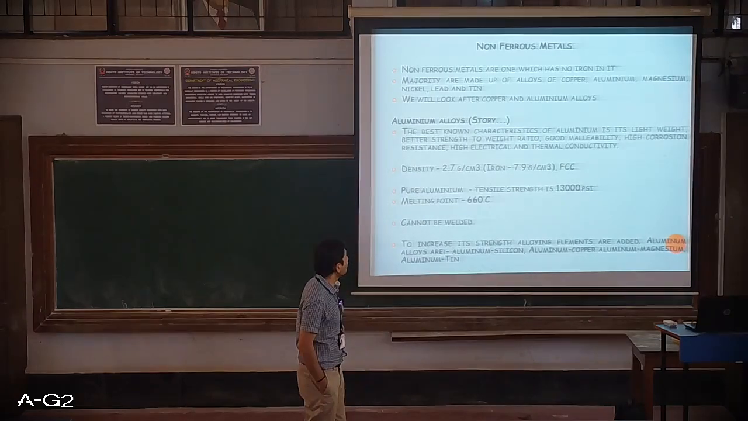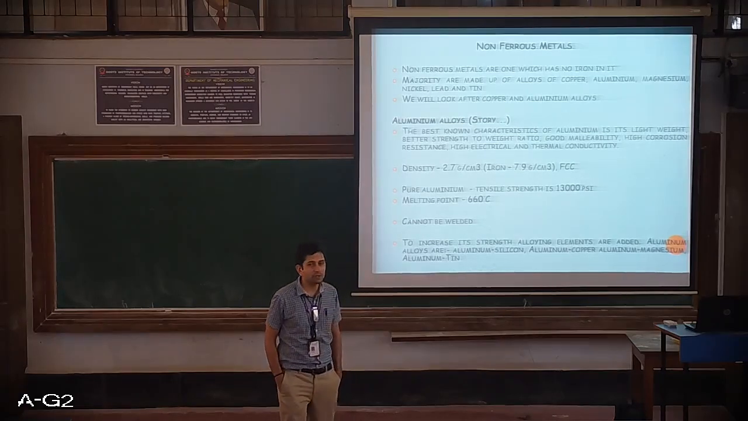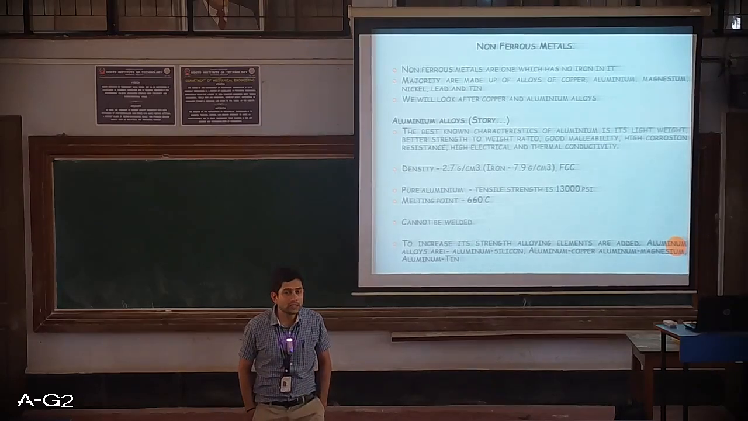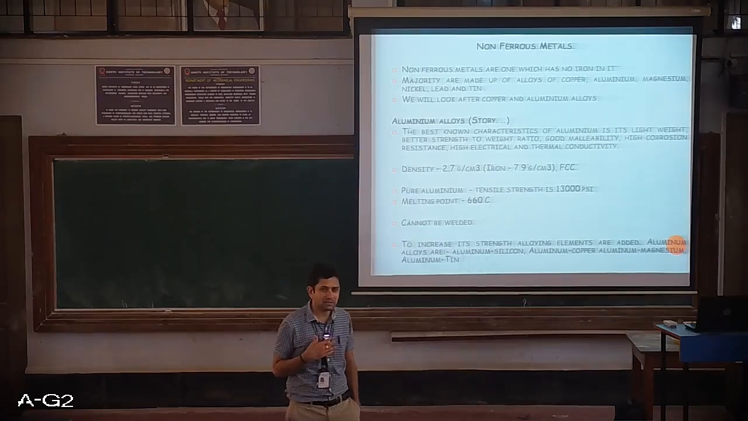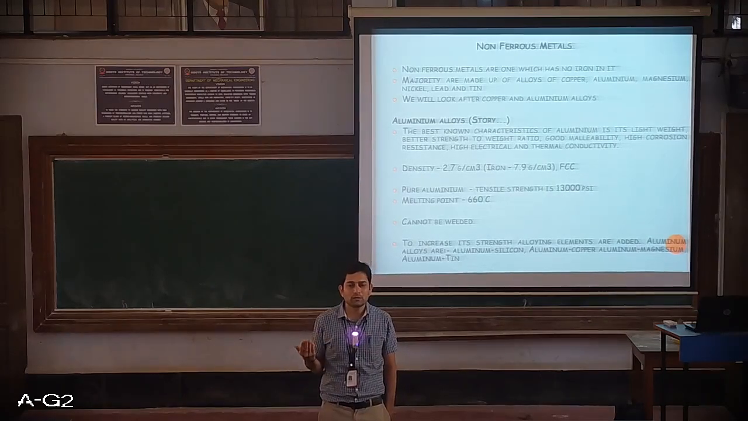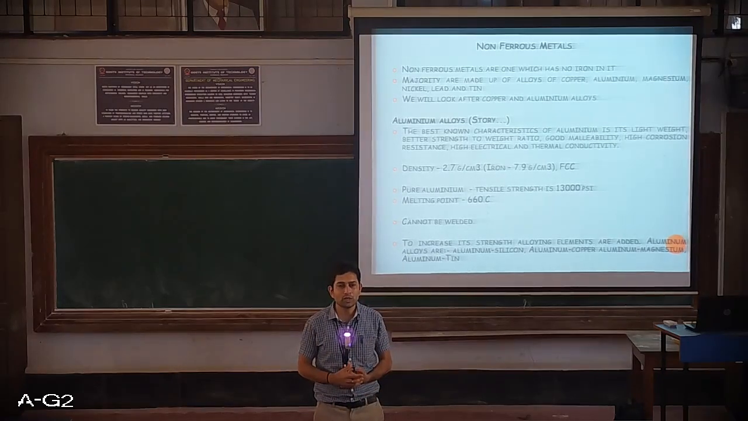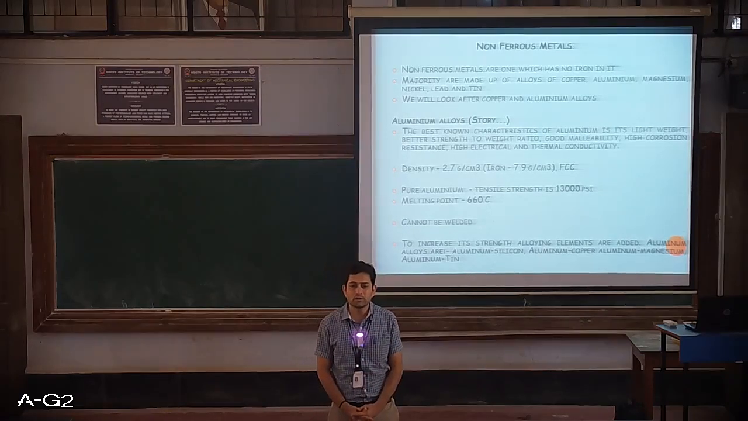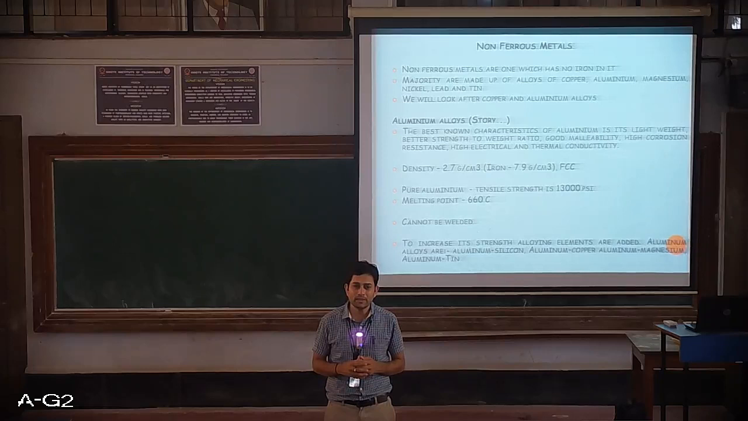Then the majority are made up of the alloys of copper, aluminum, magnesium, nickel, lead, and tin. So the majority of the non-ferrous metals are aluminum based, copper based, nickel based, tungsten based, like that. We will look at copper and aluminum alloys. We cannot complete all types of non-ferrous metals in this one UG course and in one or two classes. So we will focus our attention only on some brief properties and features of two types of non-ferrous metals or alloys, that is aluminum and the other one is copper.